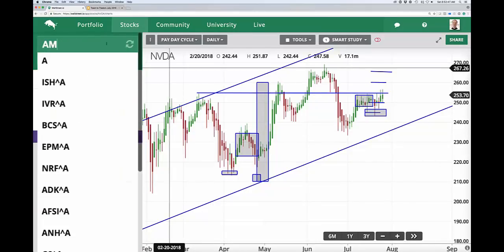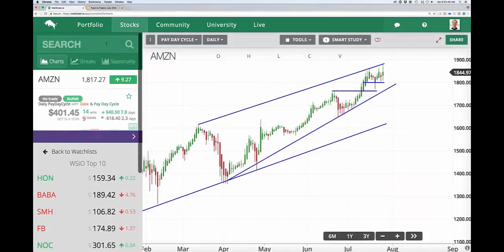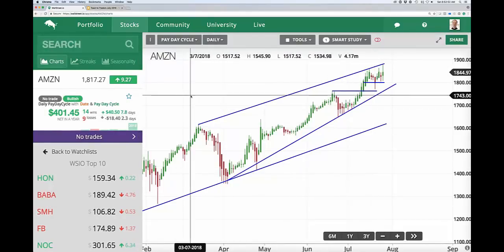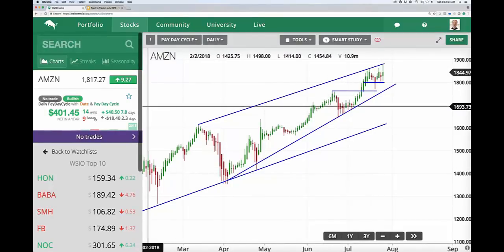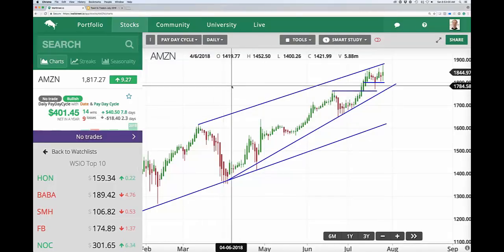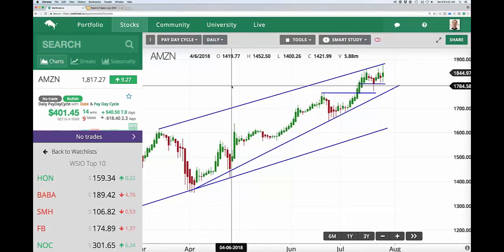Okay, let's look at Amazon. This has been a popular one. How's the payday cycle work for Amazon? Amazon, look at this. Great batting average, 14 wins, 9 losses. Average win is $40, average loss is $18, so you still have a good risk reward there. So the strategy just by itself works for Amazon.